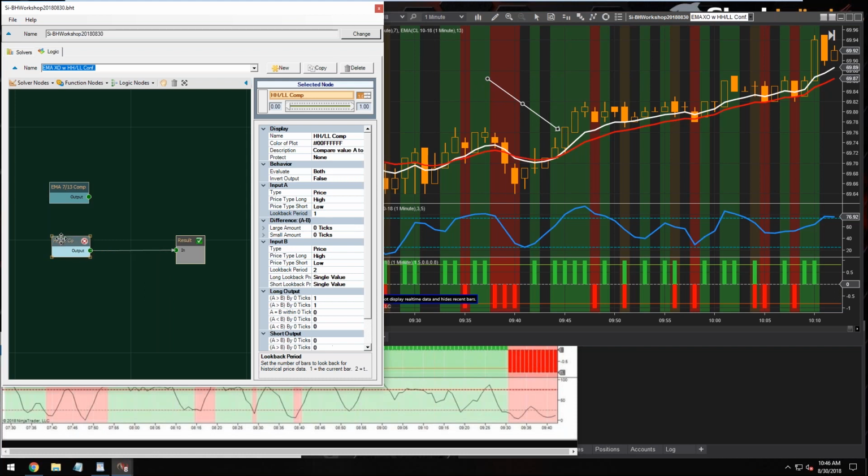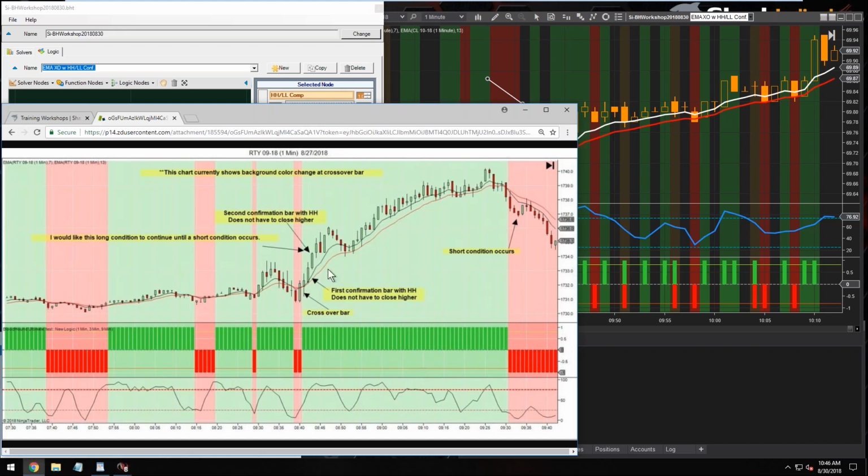And we need to find 2 of these, basically. Yeah, we need to find 2 of these in a row here. So kind of going back to our screenshot here. So we're looking for a first confirmation bar of a higher high. And then we're also looking for a second confirmation bar of a higher high.